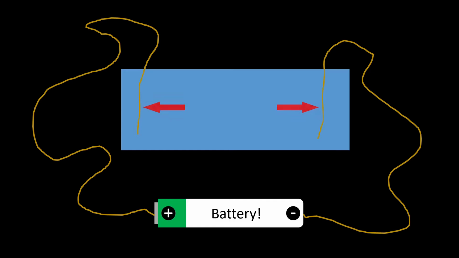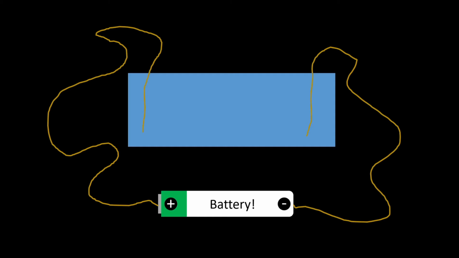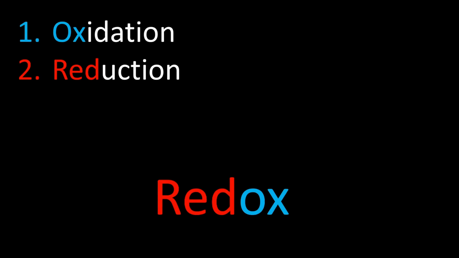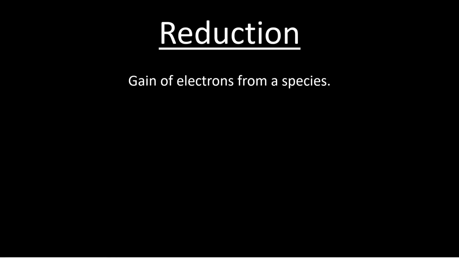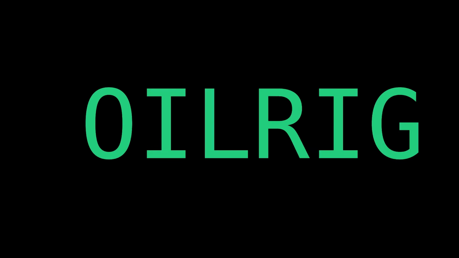These reactions occur on the wires in the solution, which are collectively called electrodes. The wire connected to the positive terminal of the battery is called the anode, and the wire connected to the negative terminal is called the cathode. The two main reactions that occur are called oxidation and reduction events, or redox reactions for short. Oxidation is the loss of electrons, which occurs at the anode. Reduction is the gain of electrons, and it occurs at the cathode. An easy mnemonic device to remember these is OIL RIG, which stands for oxidation is loss and reduction is gain.